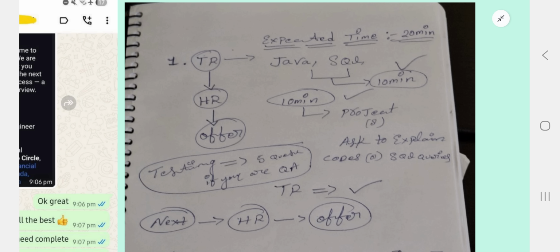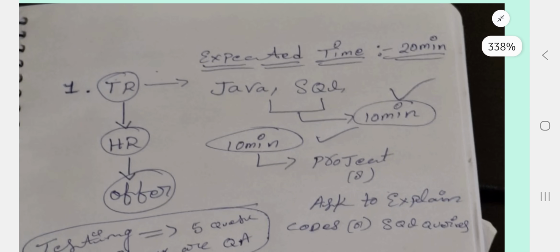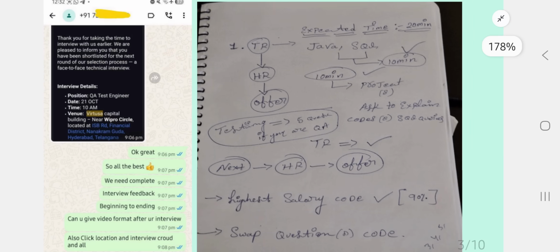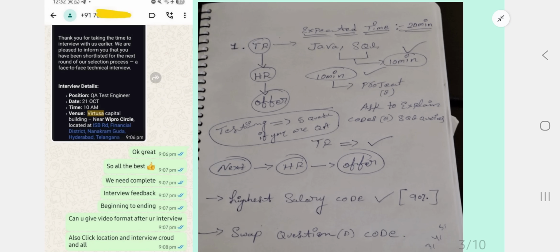If there is a 20 minute interview for one candidate, how do you divide the time among the topics? First of all, you have to divide 10 minutes for the Java and SQL questions. Suppose the interviewer is asking for 20 minutes of interview, so you divide 10 minutes for Java and SQL and 10 minutes for the project and resume based questions, and whatever programming skills you have mentioned in your resume, all these will take 10 minutes.